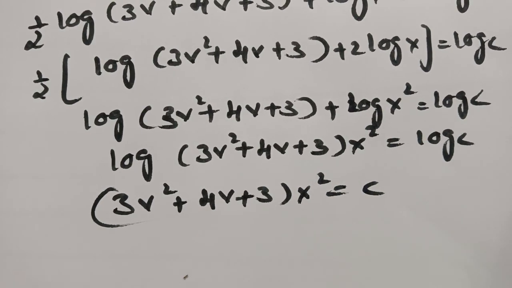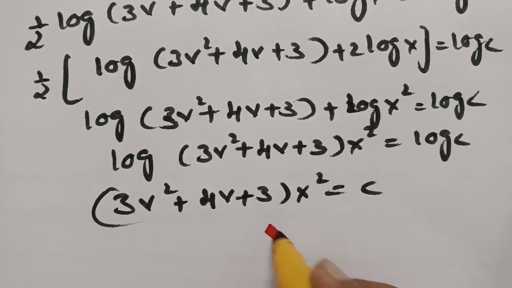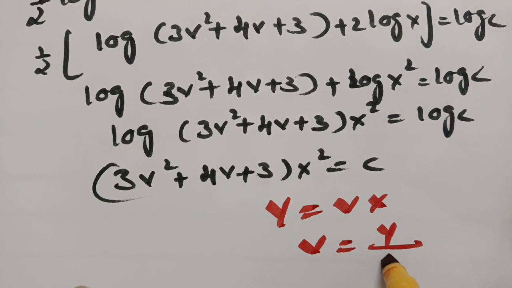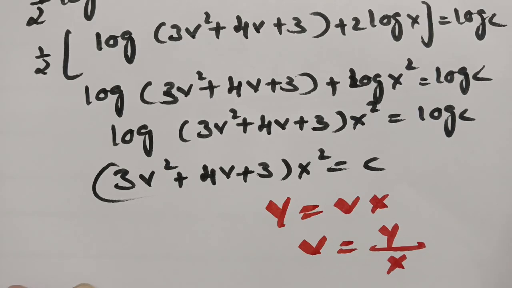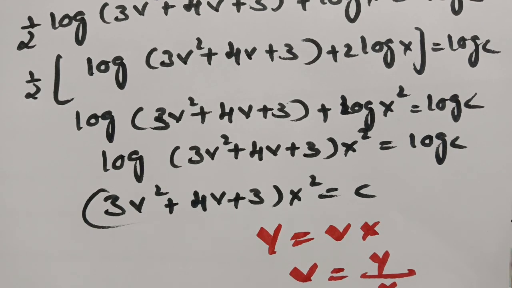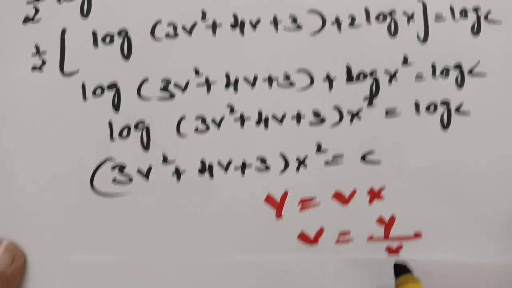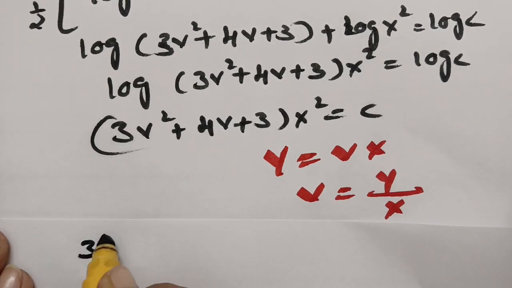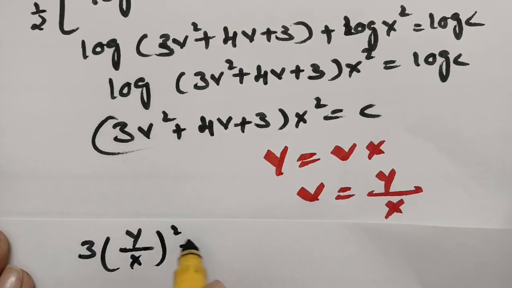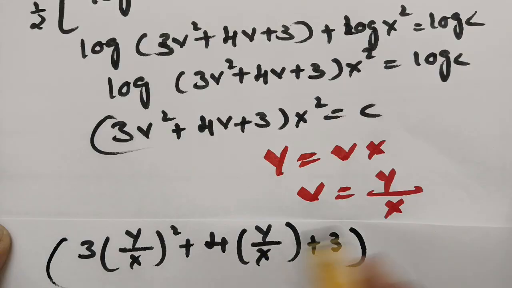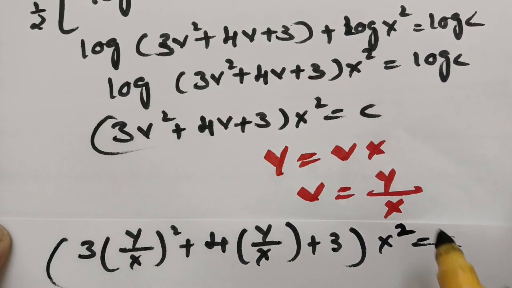So we made a substitution, that is put y is equal to v into x, and now the v value is equal to y by x. Clear? So I am transforming each and every v as y by x. So wherever you find the v here, I am changing it in terms of y by x. So this is going to become 3 times y by x whole square plus 4 times y by x plus 3 into x square, which is equal to c.